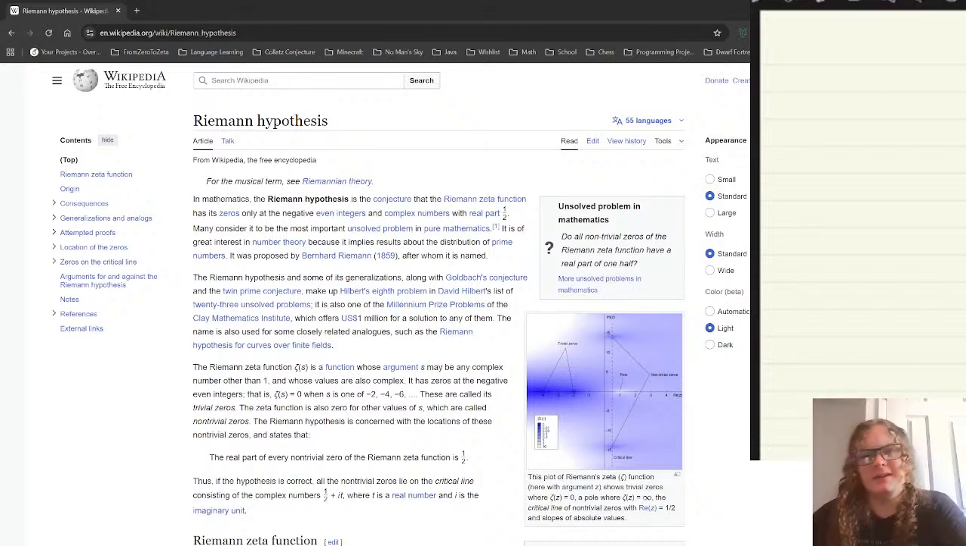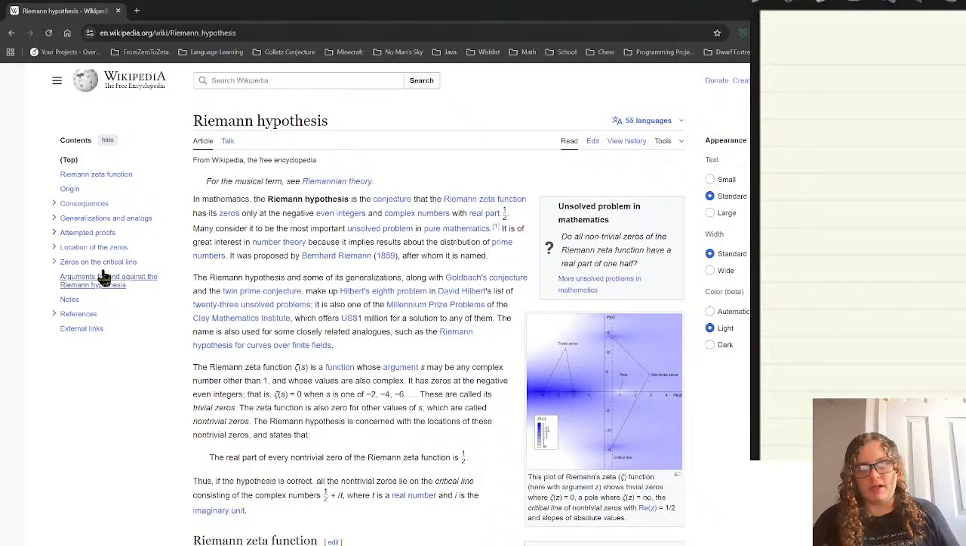So today we're gonna take a look at the Riemann hypothesis. I don't actually know much about it yet, so we're gonna start with the basics, and I will sort of talk about my thoughts as we go along.